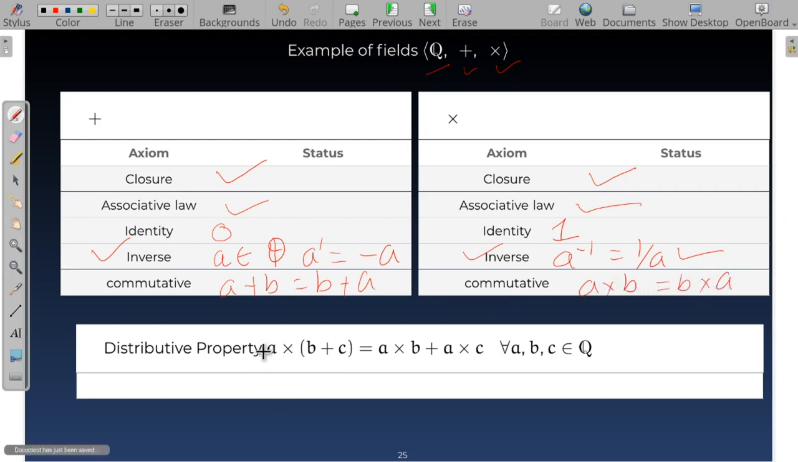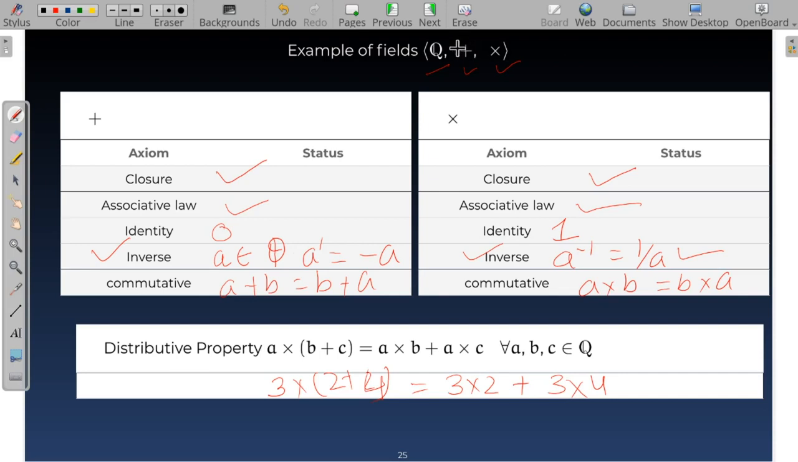Apart from that, distributive property is also going to be satisfied. One example here is that 3 times (2 plus 2) is actually going to be equal to 3 times 2 plus 3 times 2, and then 3 times (2 plus 4) is 3 times 2 plus 3 times 4. So this is all there. So all these axioms are actually satisfied. So this is going to be a field.